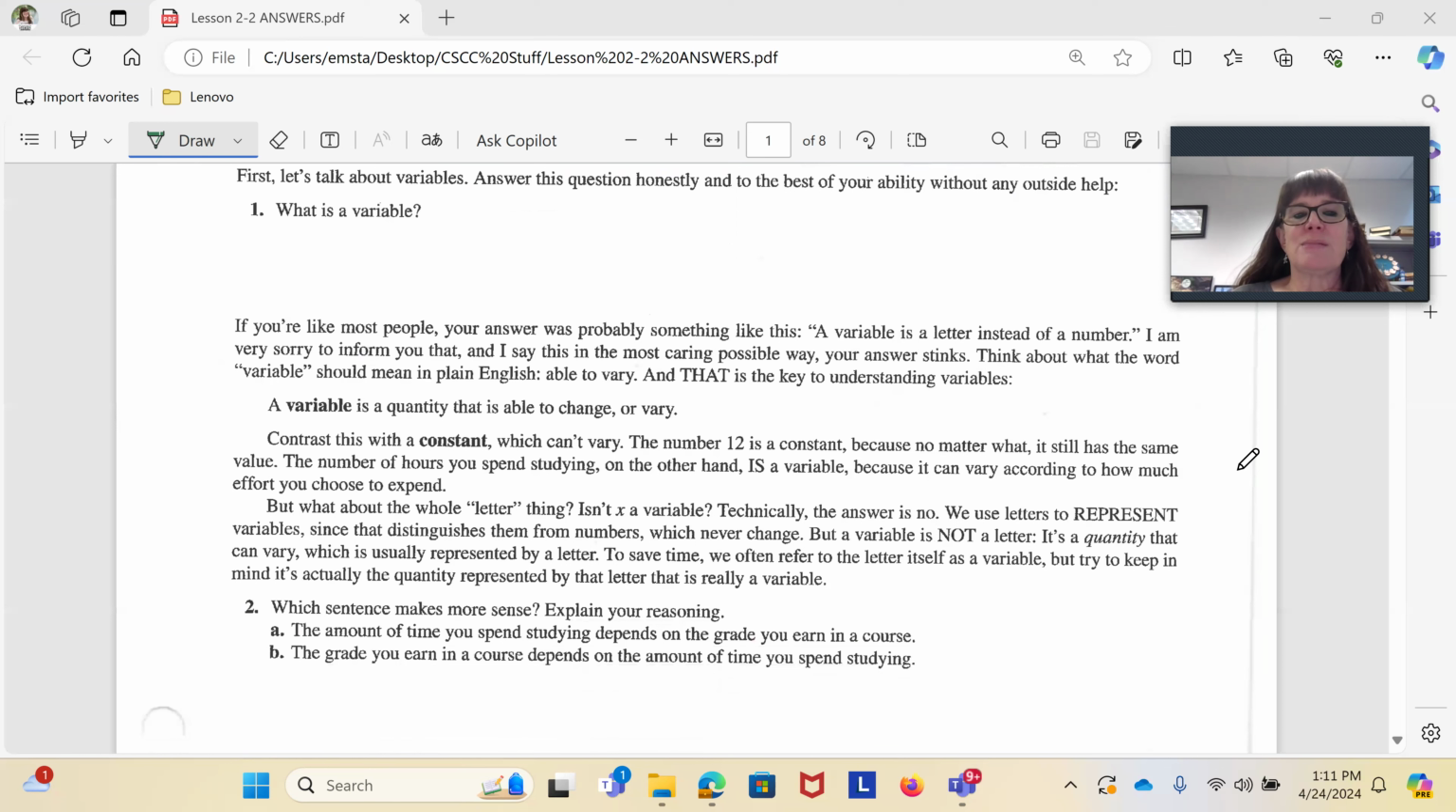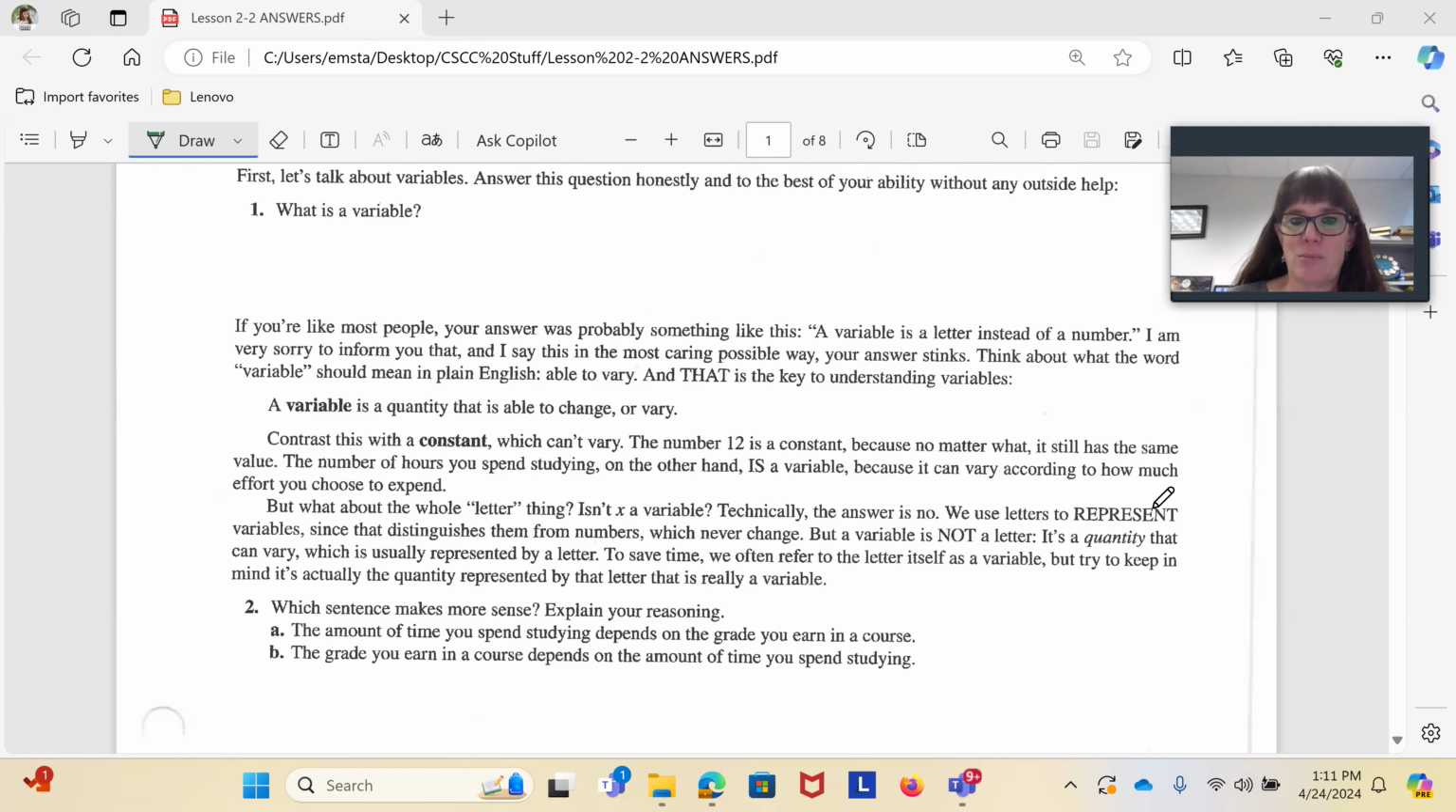A variable is simply a quantity that is able to change or vary. So it's a placeholder often. This is contrasted with a constant. A constant can't vary. The number 12 is a constant because no matter what we do, it's always 12. So then we bring up, okay, what is this whole letter thing? So if a variable is just a quantity that can change or vary, what does the letter mean?